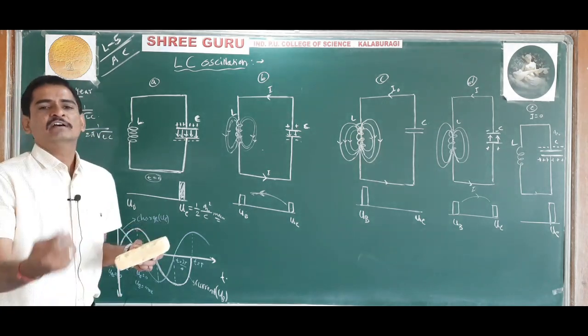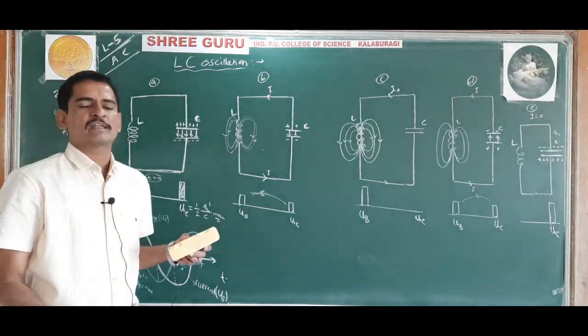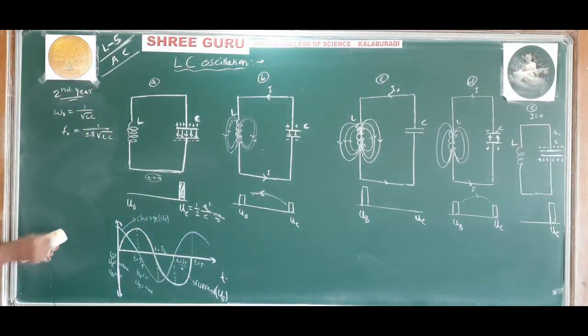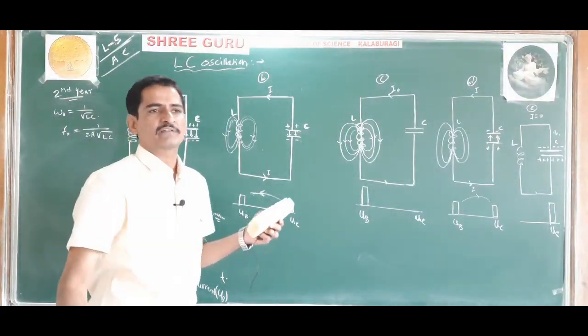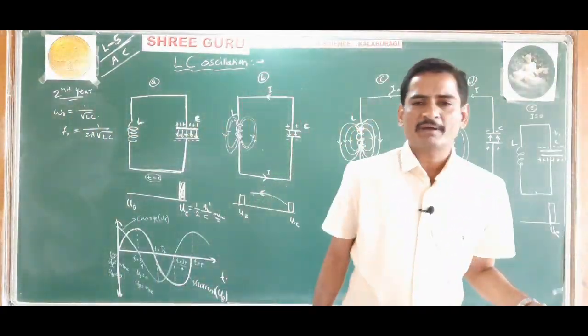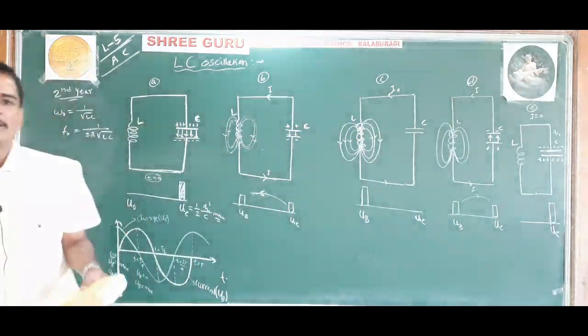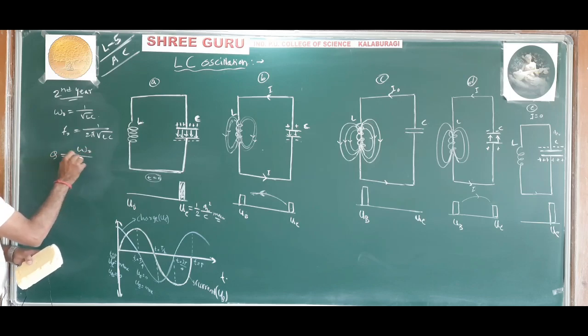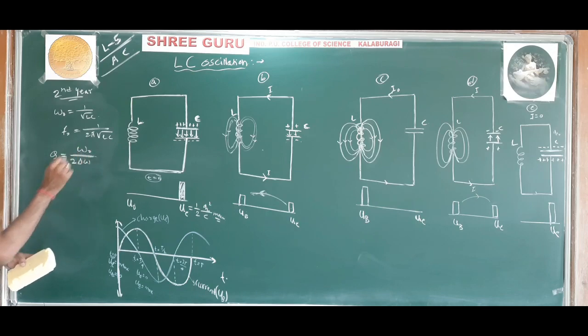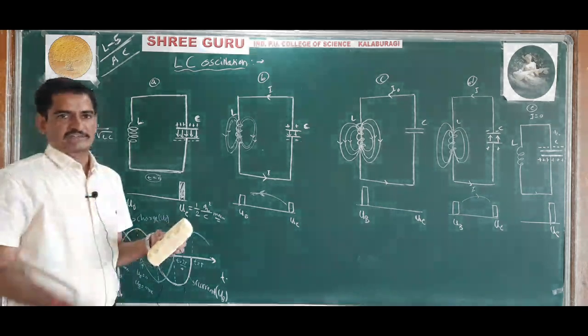At the resonance, the current becomes maximum, impedance becomes minimum, and the sharpness of the curve is given by the quality factor. That quality factor is defined as the ratio of resonant frequency to the bandwidth. Yesterday we studied all these things.